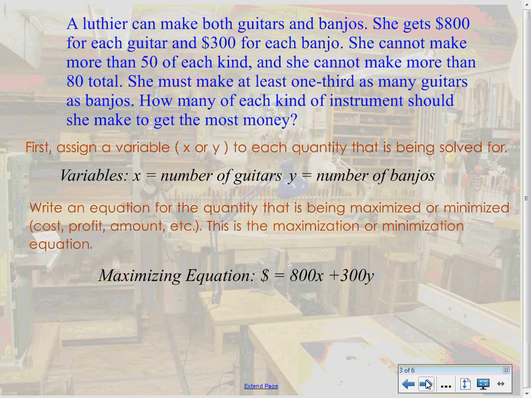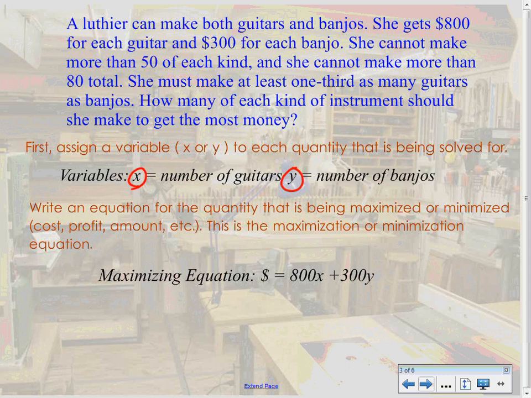First thing is probably to reread the problem because there's usually a lot to unpack in these problems. But we'll assign a variable, and we'll use x's and y's because we are going to graph these. So we won't use g for guitars and b for banjos, but we'll say that x is the number of guitars, y is the number of banjos. All right, so we've got guitars as x and banjos as y.